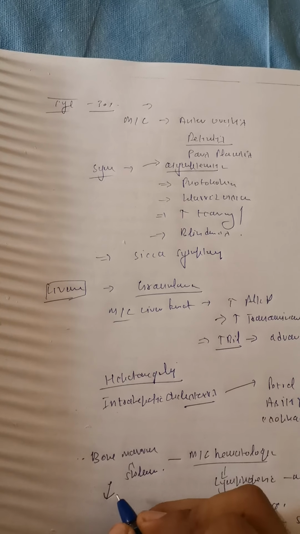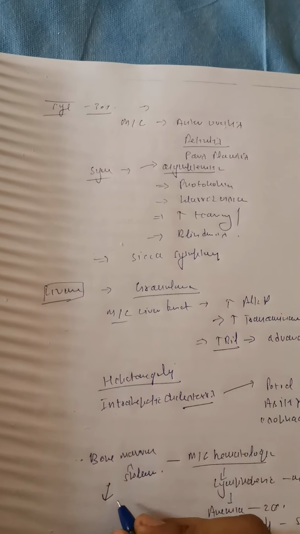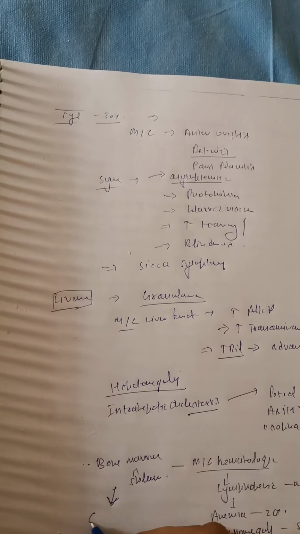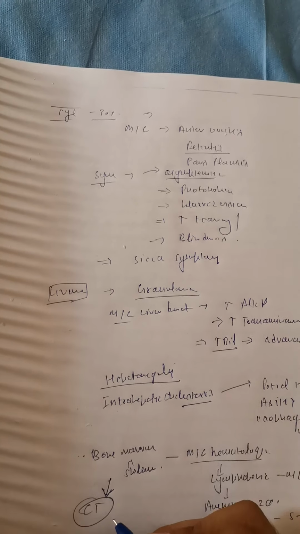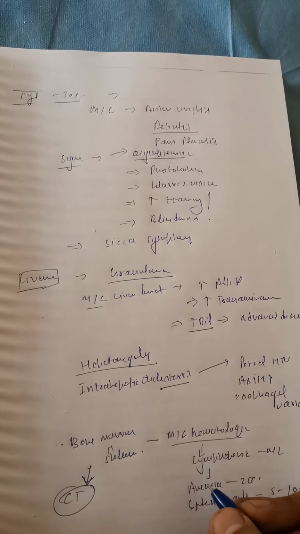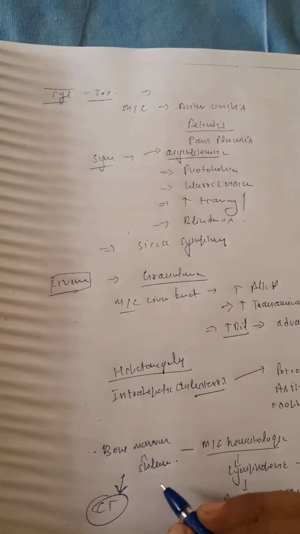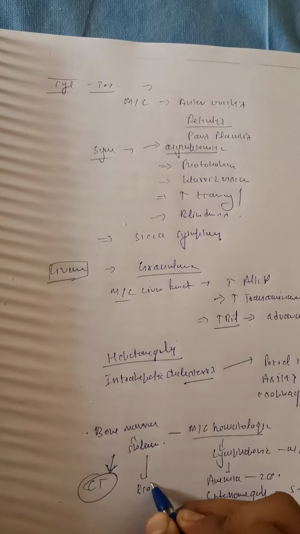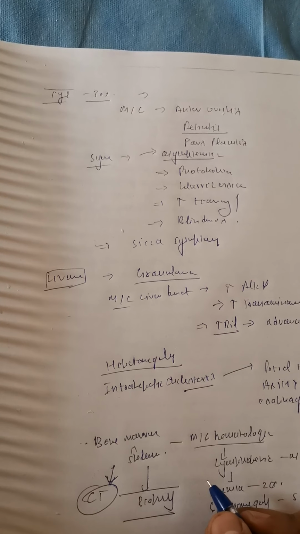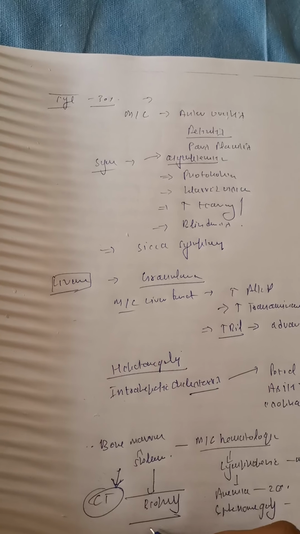Then CT is relatively specific for finding out granulomas in the spleen. And then biopsy can be done, bone marrow biopsy and splenic biopsy. It will show presence of granuloma.